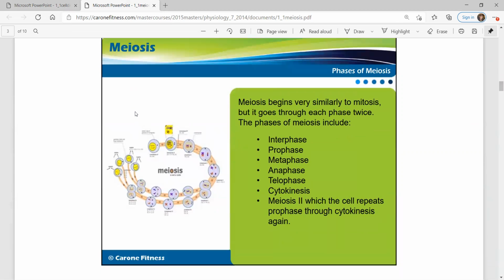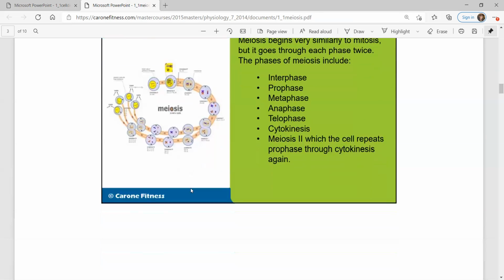Meiosis begins very similarly to mitosis, but it goes through each phase twice. The phases of meiosis include interphase, prophase, metaphase, anaphase, telophase, and cytokinesis. Meiosis 2, which the cell repeats prophase through cytokinesis again. So it goes through it once and then again. You can kind of see that in this diagram.